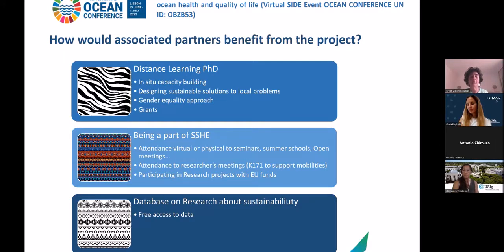The idea is, as I said before, to use other tools that we have, like, for example, the Erasmus Mobility KA171 program, which provides a lot of mobilities, and most of the partners have agreements with African countries. So it's quite easy to get these agreements, because Africa is now very important for the European Commission. So it is easy to get these agreements, and it's an added tool that we will be able to use in this project. And of course, the database on research about sustainability will be open, and any associated partners will have free access to data.